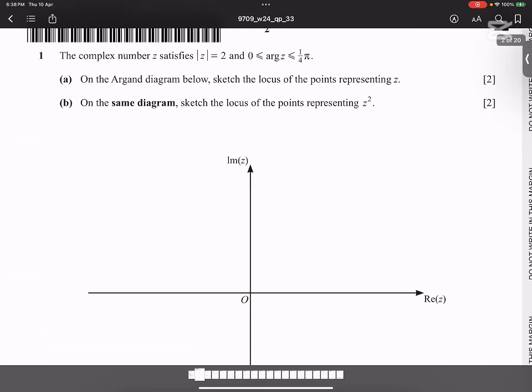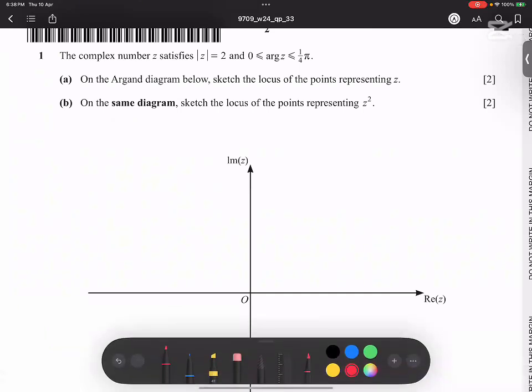Okay, first of all, if you read the question carefully, he's saying the complex number z has a given modulus, and the argument is this. So this represents a circle. How? Look here. Modulus of z equals 2. The center is 0 plus 0 iota, and this represents the center of the circle. This represents the radius.